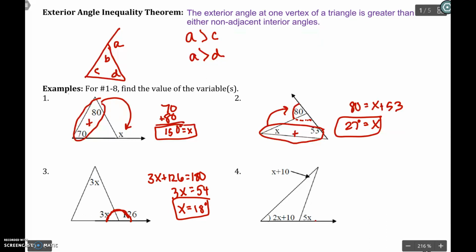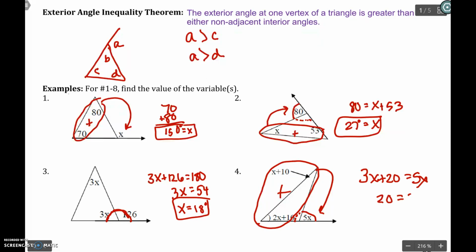Okay, so 5 is the exterior. This one would be the linear pair, so we want the other two, and they would add up to equal the exterior. So if I add up 3x plus 20, that would add up to equal the 5x. If I subtract 3x from both sides, I get 2x. And then if I divide by 2, I'm going to get 10.